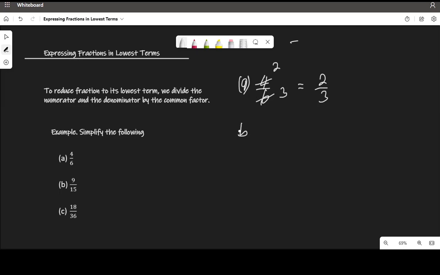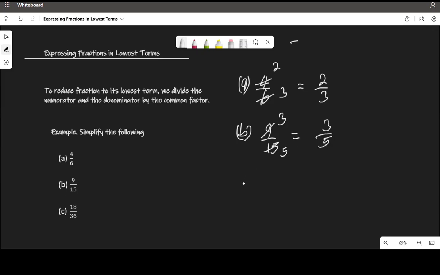For the second one, 9 over 15. Again, we'll look for the common factor of 9 and 15, the number that divides both 9 and 15. That number is 3. 9 divided by 3 is 3. 15 divided by 3 is 5. So the fraction 9 over 15 in its lowest term is 3 over 5.